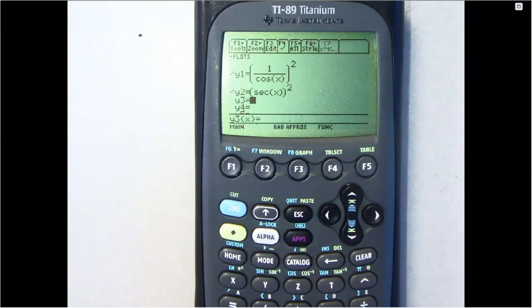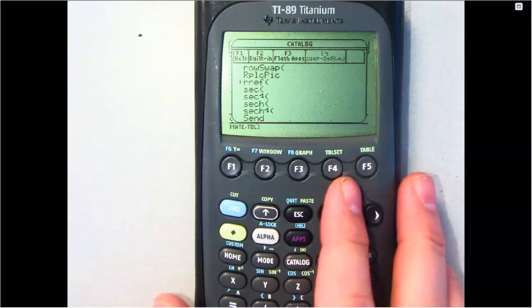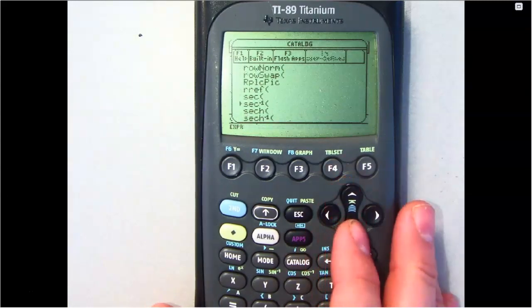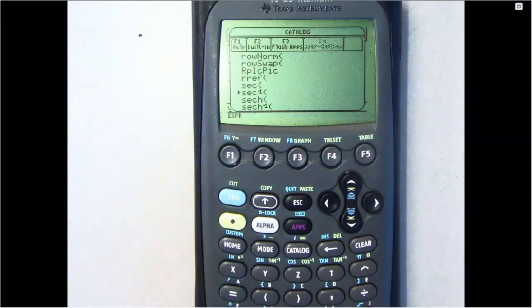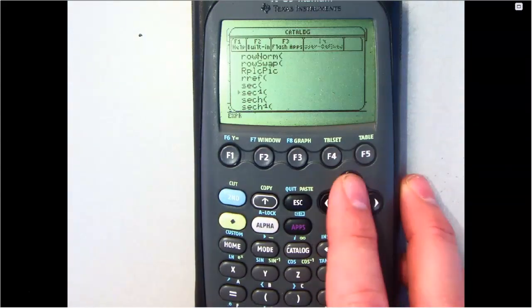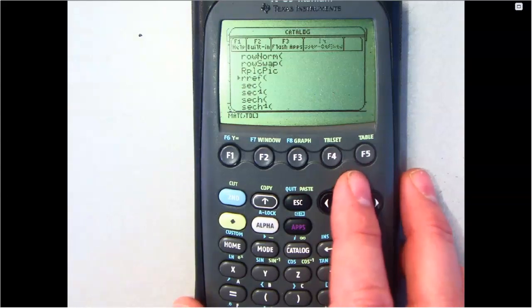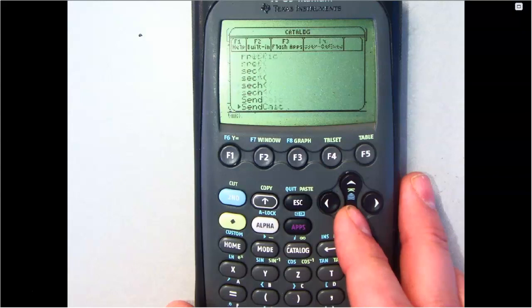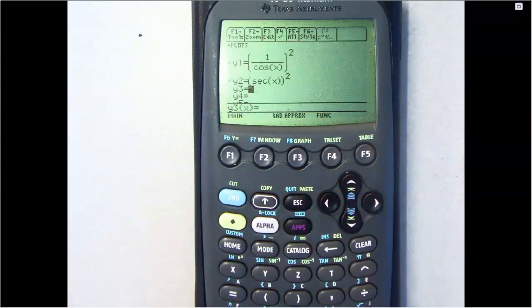That won't work. So you gotta either know that secant is cosine flipped over, so you can do 1 over cosine, and then square it, and that's secant squared. Or if you go to catalog, it just puts them in alphabetical order, and you can scroll. I don't know how to jump. If you want to scroll all the way to secant and cosecant and cotangent, you can do that. Or you can understand what the reciprocal is and do it that way. So when I go to graph this, these graphs should look identical.